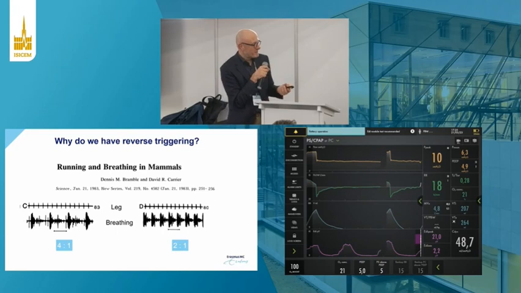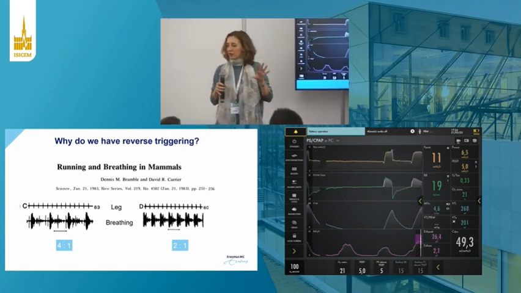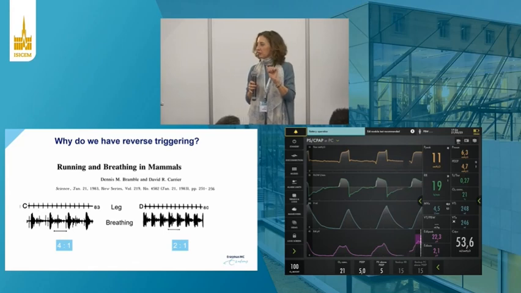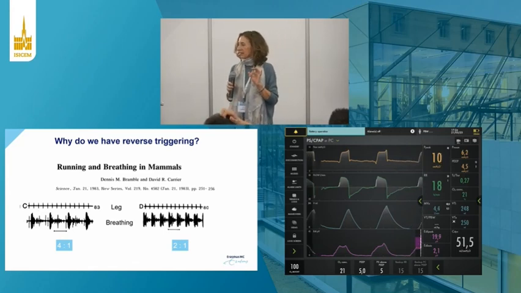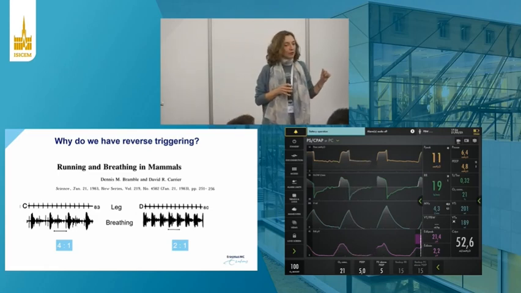And okay, you take over. There are also experiments in healthy volunteers, in any of us: if we are asleep and you put us on the ventilator, you can find this fine level of tuning where we can have reverse triggering. So we can all synchronize with an external stimulus. This is important.